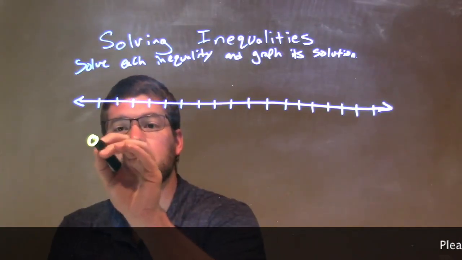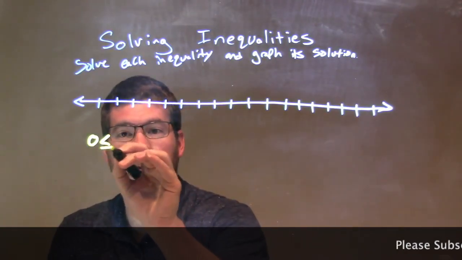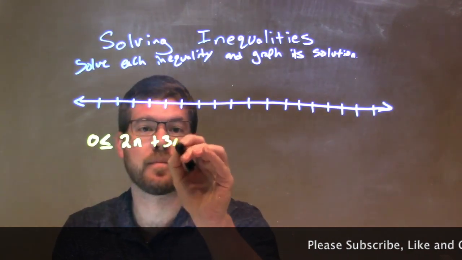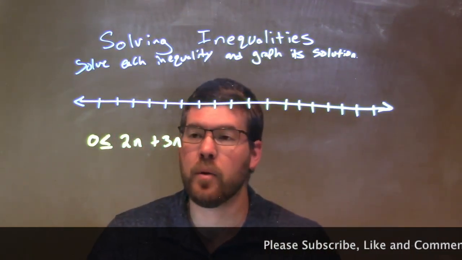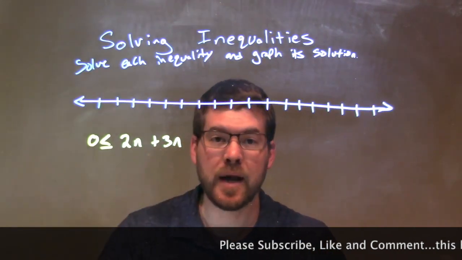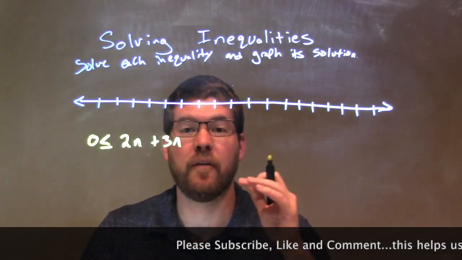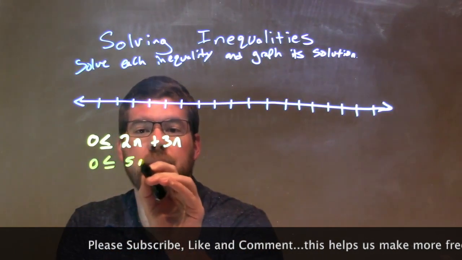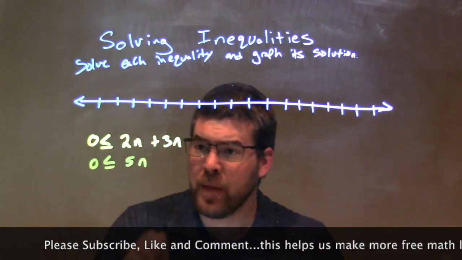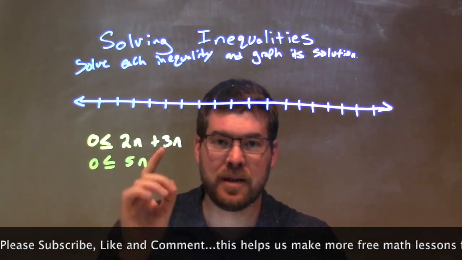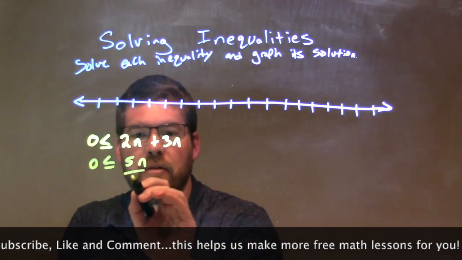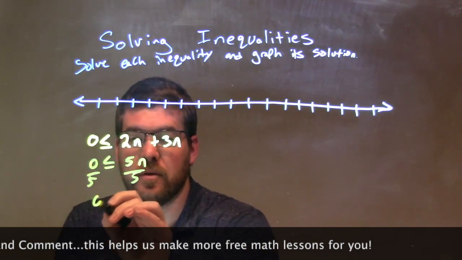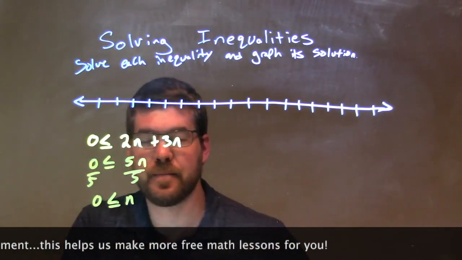We have 0 is less than or equal to 2n plus 3n. Well, from there, what I want to do is I see 2n and 3n on the right. I can combine that together to be 5n. 0 is less than or equal to 5n. From there, I need to divide by 5 to both sides to get n by itself. Divide by 5. Now 0 divided by 5 is just 0, so 0 is less than or equal to n.